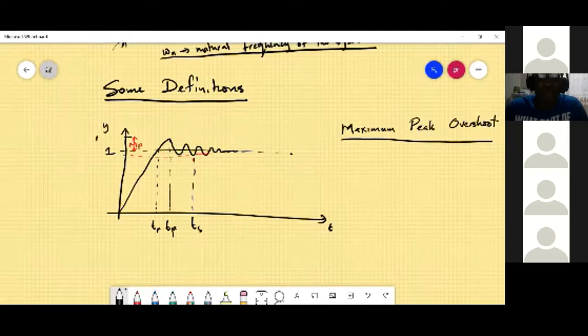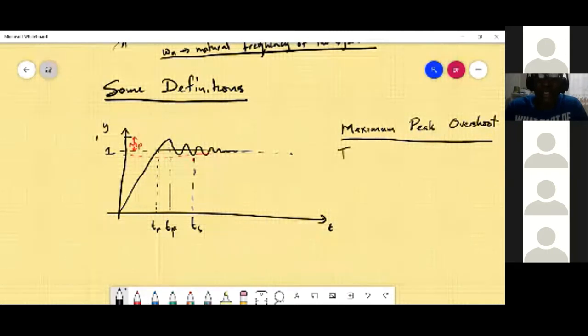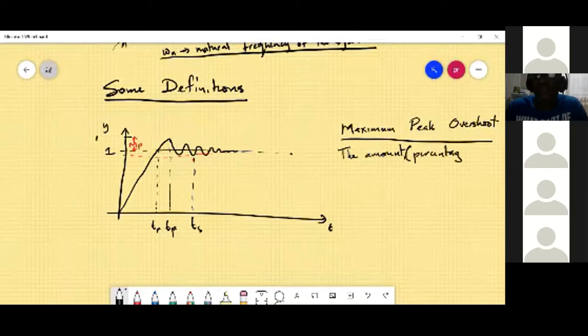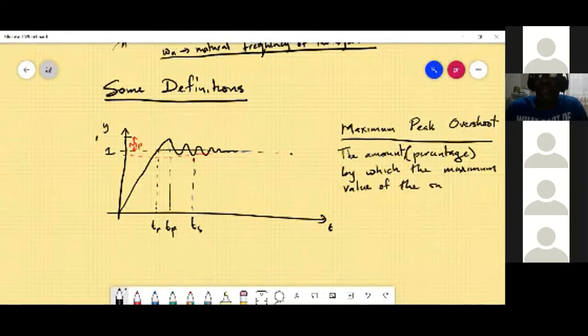Technically correct. It's the amount by which the maximum value of the output exceeds the final or stable value.